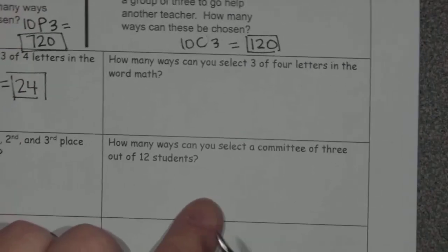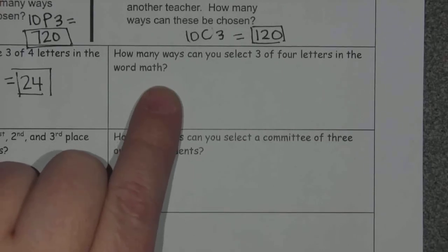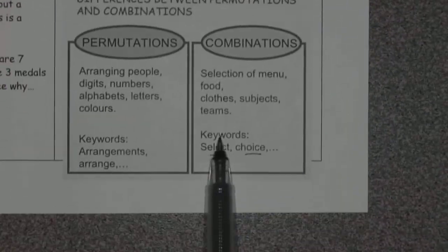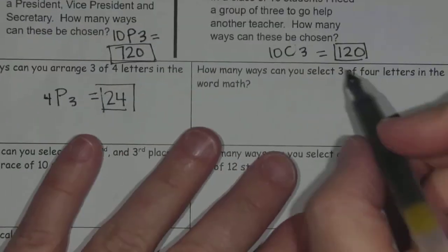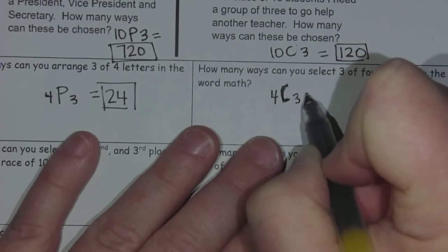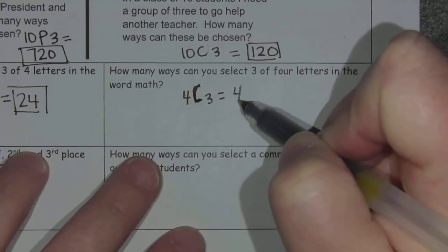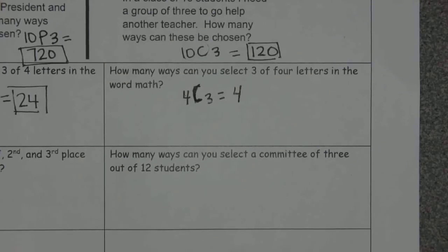All right. In how many ways can you select 3 of 4 letters in the word math? So select, when you look at it over here, that's going to be a combination. Same math with combination this time: 4 items taken 3 at a time. This time I got the number 4. Is that what you guys got when you punched it in your calculator?